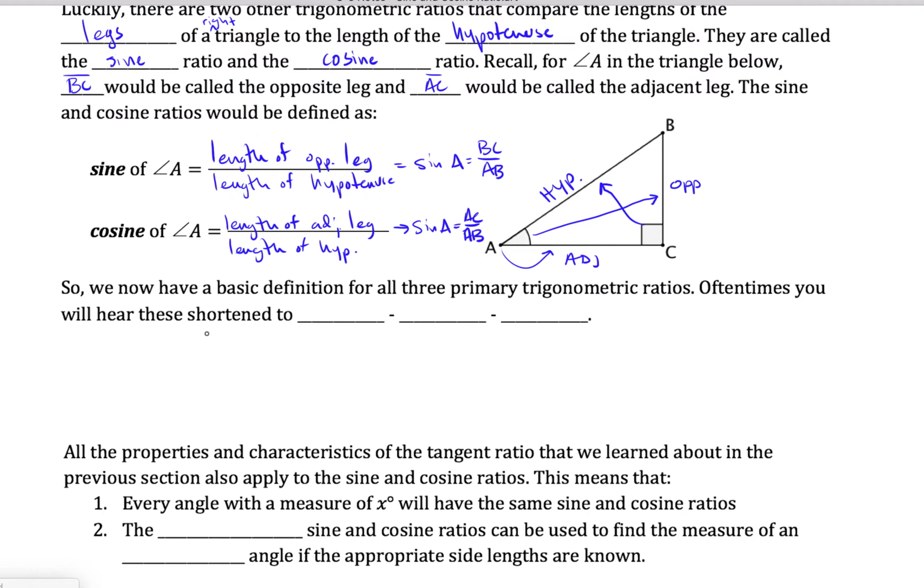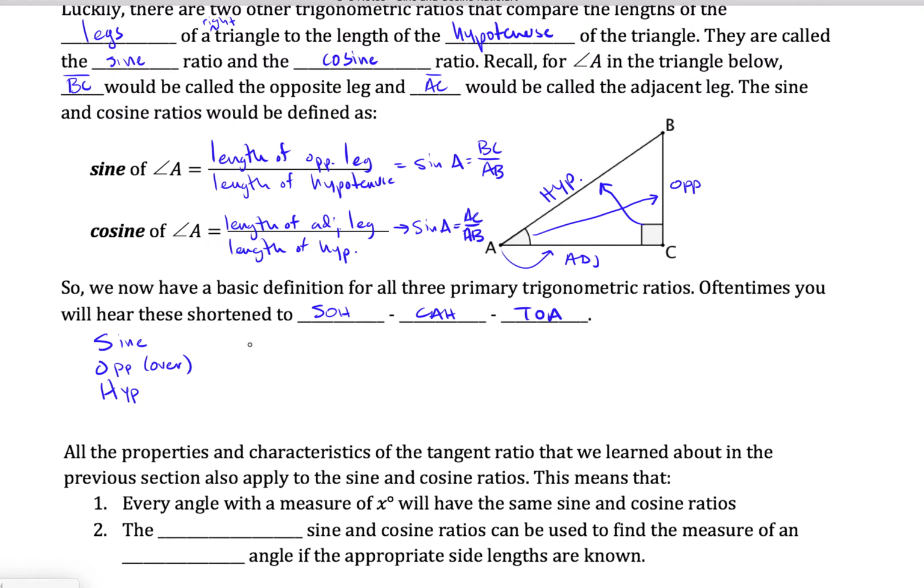And oftentimes you're going to hear those ratios get shortened to a little phrase called SOHCAHTOA. You'll hear that a lot going forward in your math classes, this idea of SOHCAHTOA. And here's what it stands for. It's a nice easy way of remembering the definition for sine, cosine, and tangent. Because the SO part tells you that the sine ratio is found by doing the opposite over, so I'll put over in parentheses, the opposite over the hypotenuse.